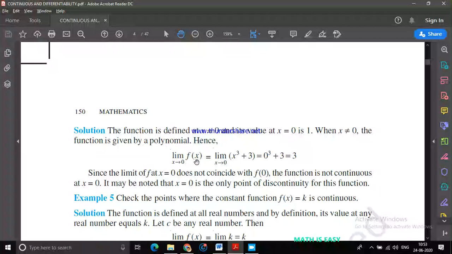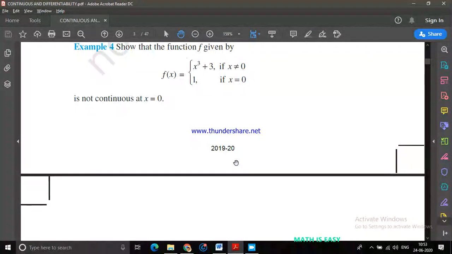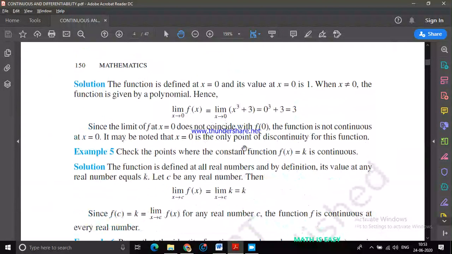So here you have to find the limit x tends to 0 of f of x, which is x cube plus 3. Here you have x cube plus 3. If I substitute x as 0 here, 0 cube plus 3, which is 3.